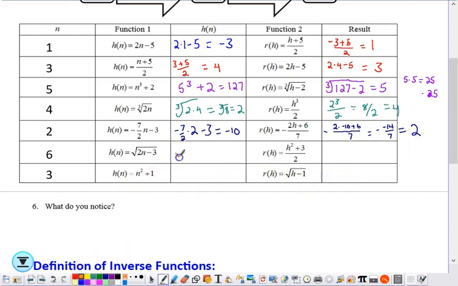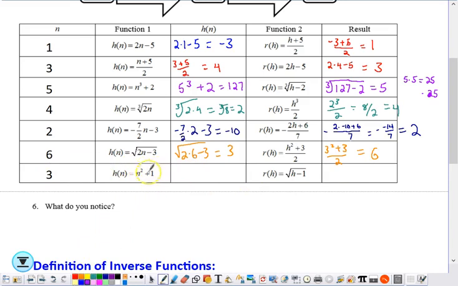2 more. The square root of 2 times 6 minus 3. Well, 2 times 6 is 12. Minus 3 is 9, and the square root of 9 is just 3. 3 squared plus 3 divided by 2. 3 squared is 9. 9 plus 3 is 12. 12 divided by 2 is 6. At this point, you should hopefully start to notice a pattern.